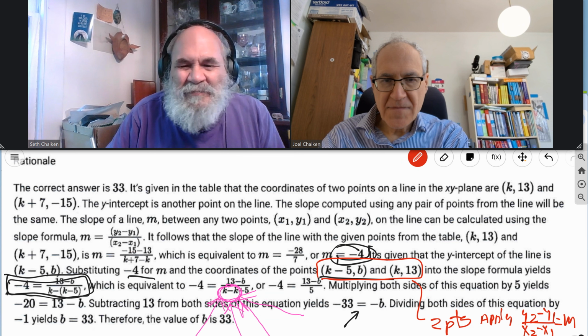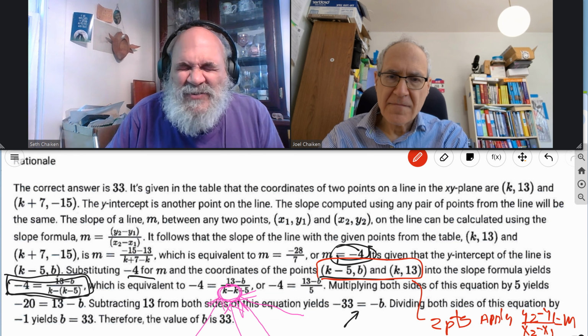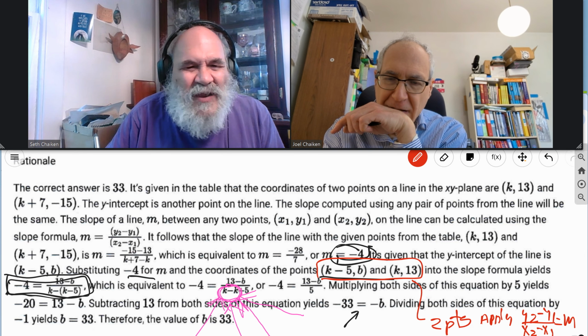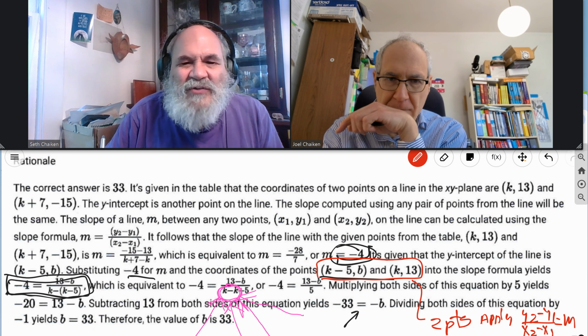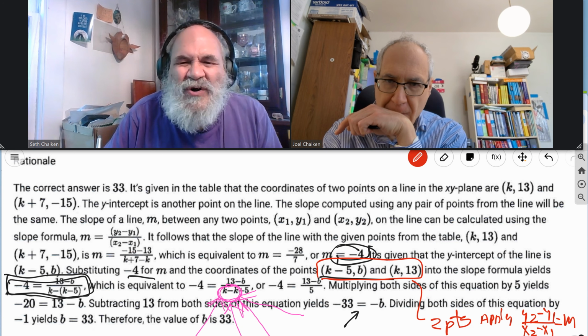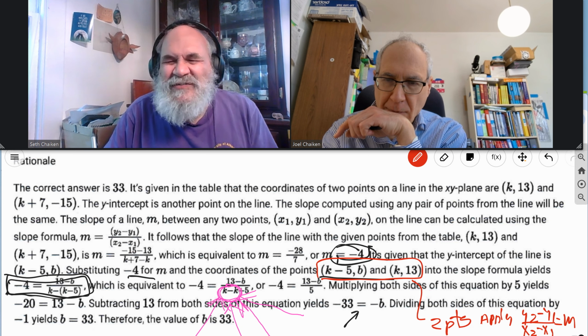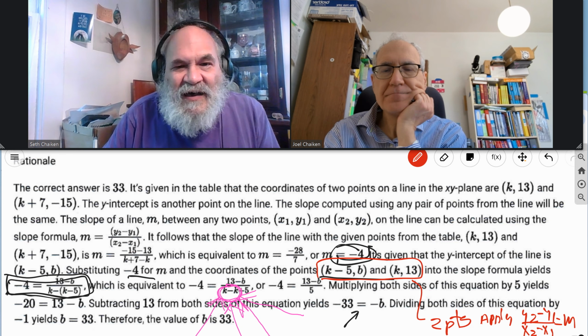Okay. Well, I think the insights that you and I, Joel, discussed are a much better rationale for solving this problem. Yeah, you really had to pray. All they did was use a routine method. They just took 2 points and plugged them into the slope formula, knowing what the slope is.